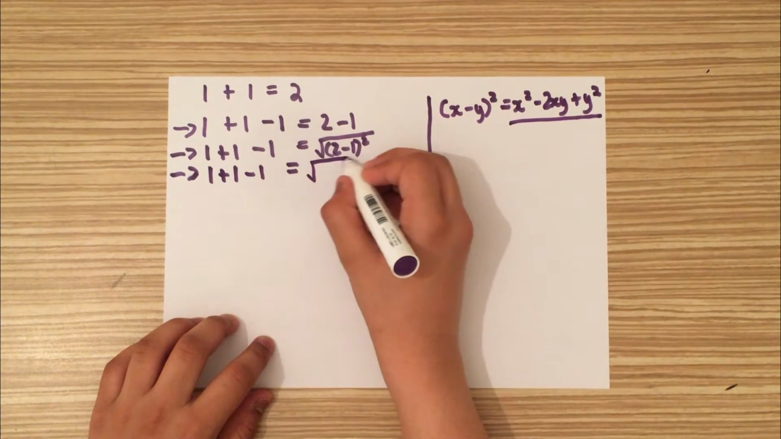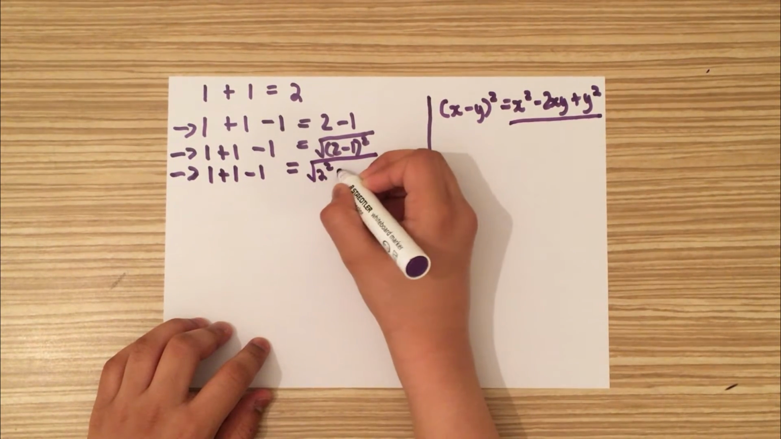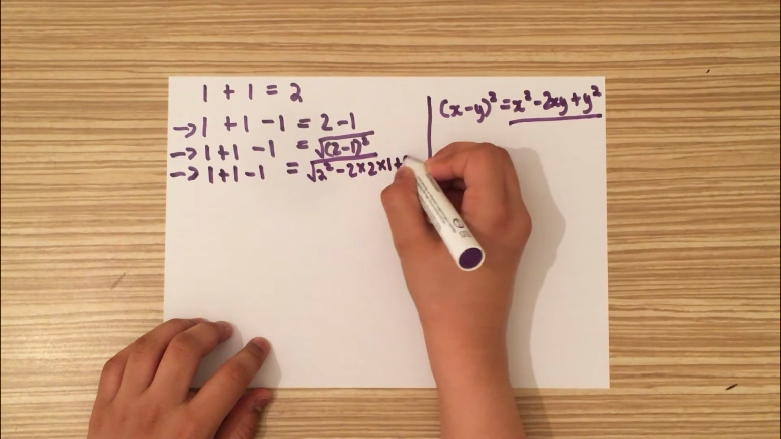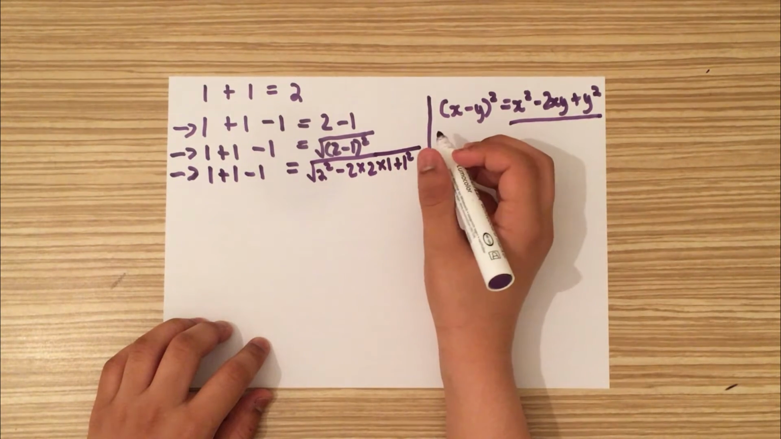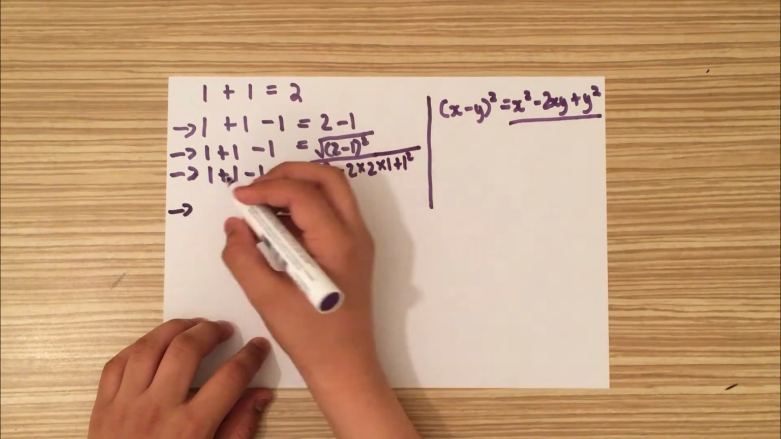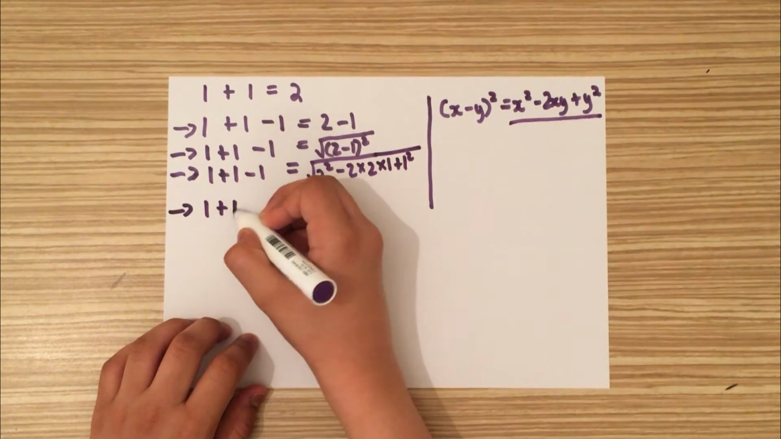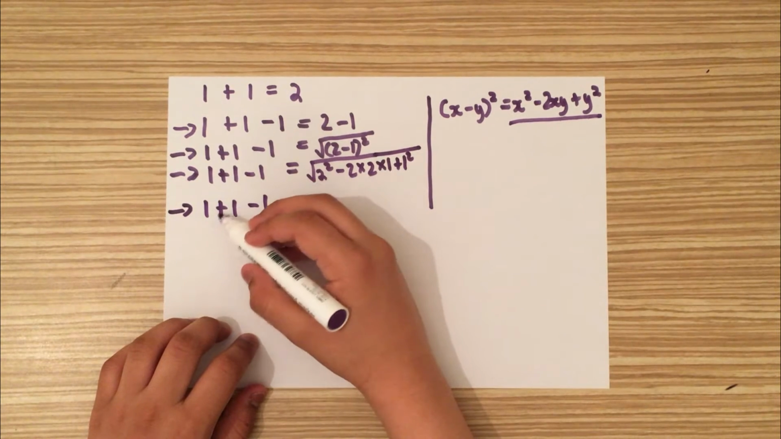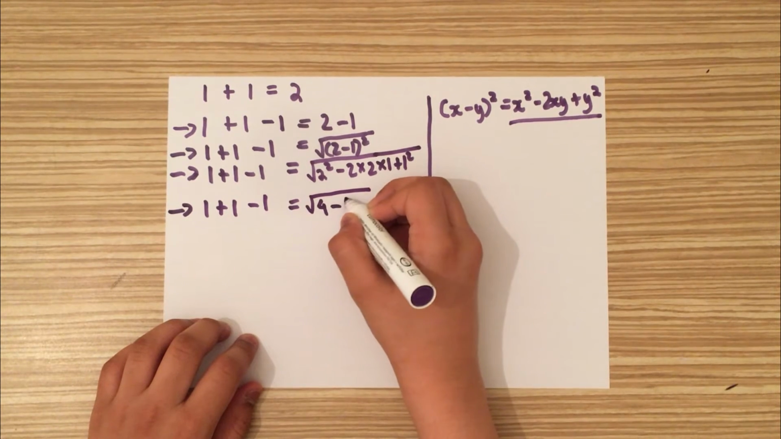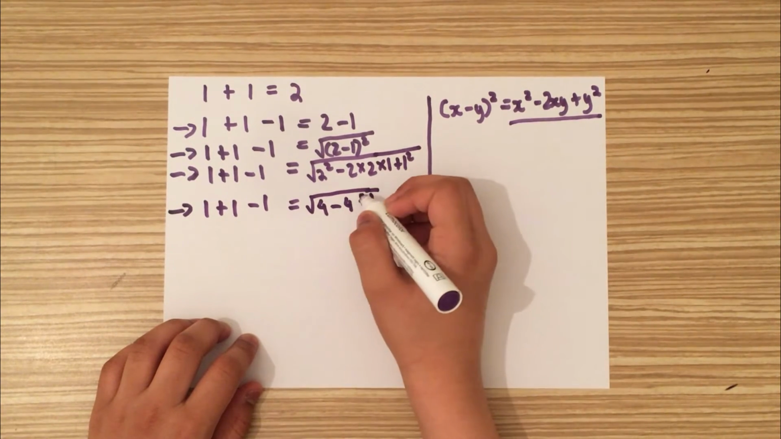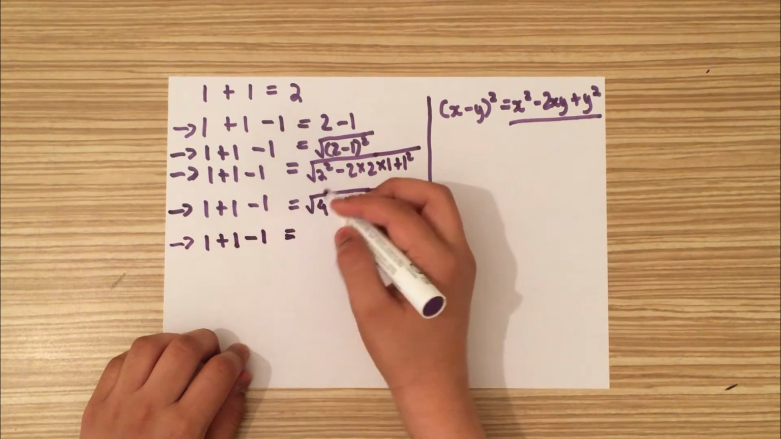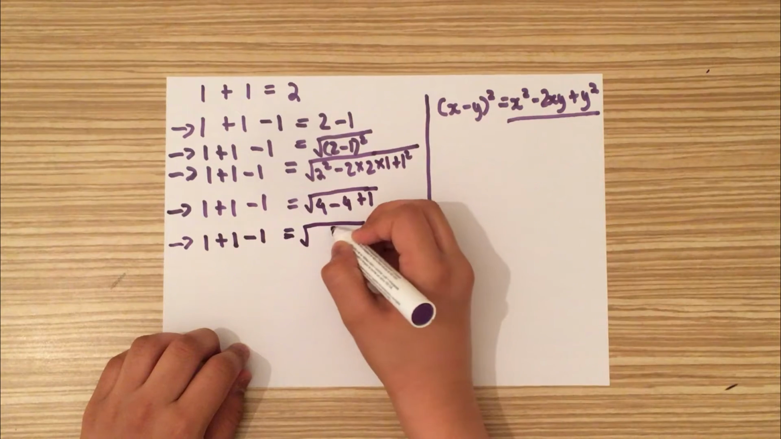So it'll be square root of 2 squared minus 2 multiplied by 2 multiplied by 1 plus 1 squared. So let's just extend this. So that'll be the result we get. And then our next step, we know that 1 plus 1 minus 1, this will be on the left hand side, would become square root of 4 minus 4 plus 1. This would be on the right hand side. So here 1 plus 1 minus 1, the same as before, is equal to square root of 1.